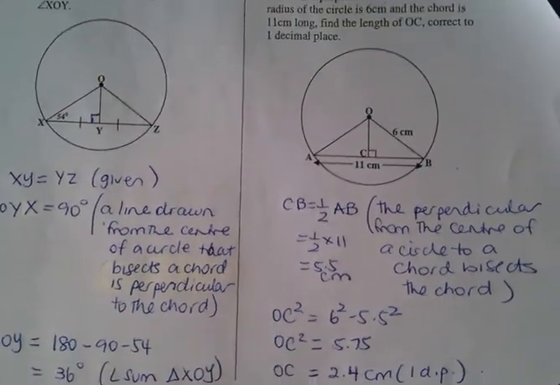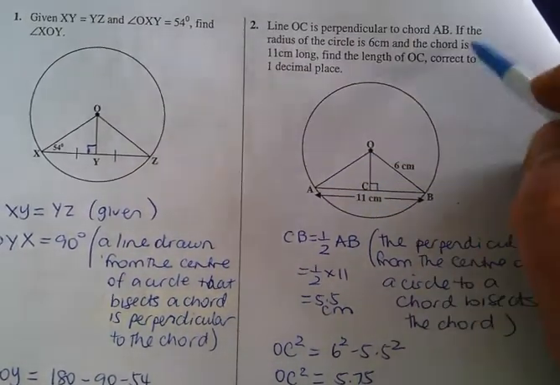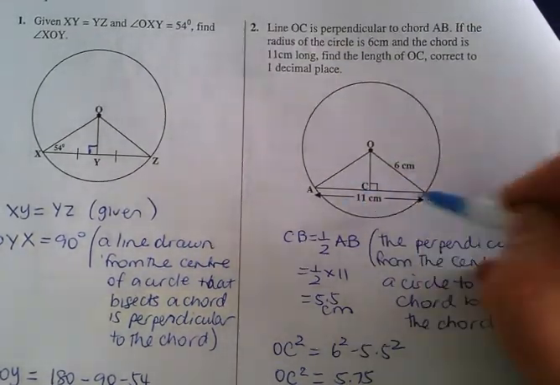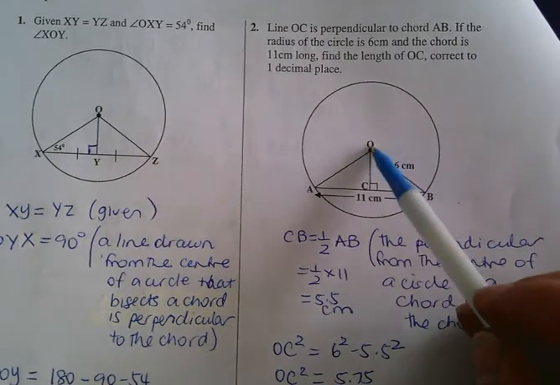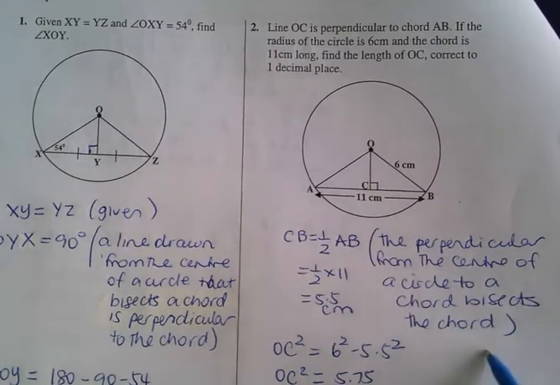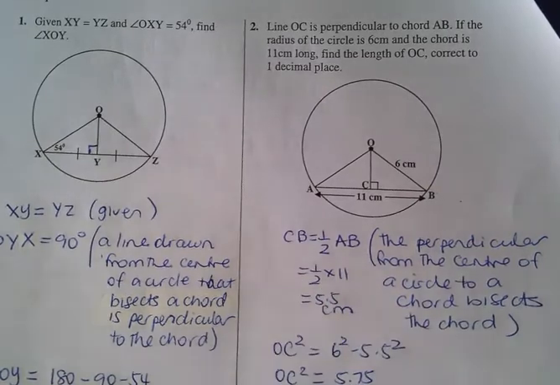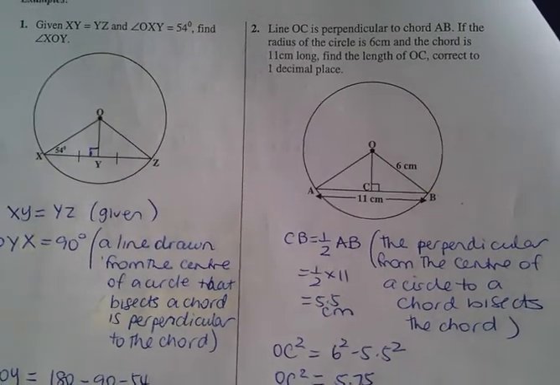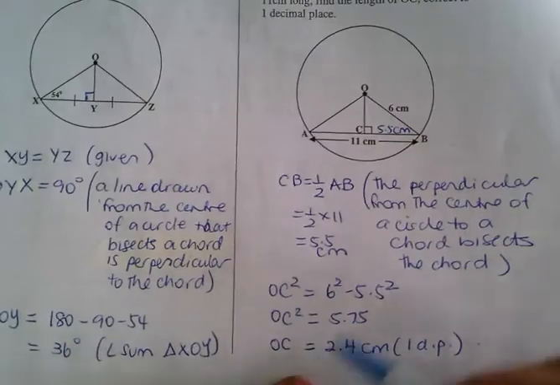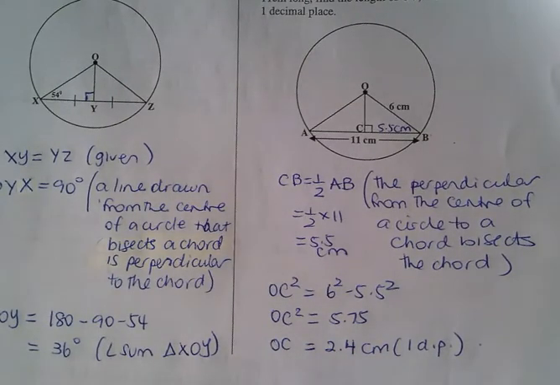Now for question 2, we are told that OC is perpendicular to AB, and we know that the radius of the circle is 6 and that this chord is 11. Because this is a perpendicular drawn from the center of a circle to a chord, it does bisect the chord, so therefore the length CB will be half of what AB is, which is half of 11, which is 5.5 centimeters. And then we can use Pythagoras' theorem to calculate OC. So OC is 2.4 centimeters to 1 decimal place.